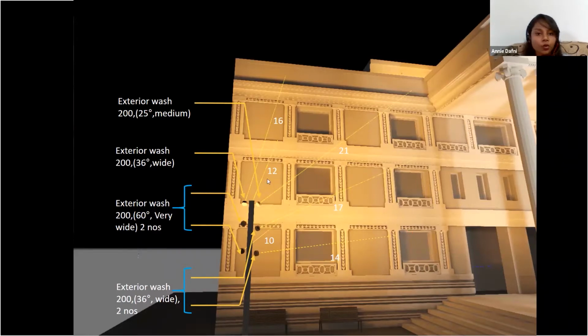And similarly, if you notice, the top portions, I've used the medium and the wide angle depending on the throw distances, because if I were to use a wide or very wide there, then I would be wasting too much of light on the way. The light would just spill on the way, and the light that reaches the surface, the lux level would also be very minimal.